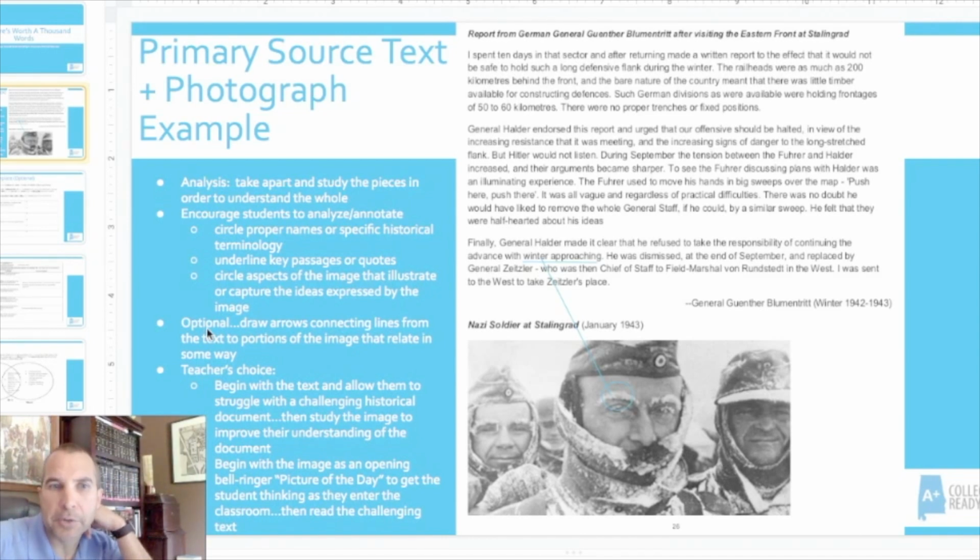Now, this is totally optional, but you might even have them connect some commonalities here between what they're reading in the text and then what they're seeing in the image. This might just help them, again, gain a better understanding of that mutual interpretation of the two together. Now, after they've had a chance to study the text, study the image in whatever order you want them to do that in.